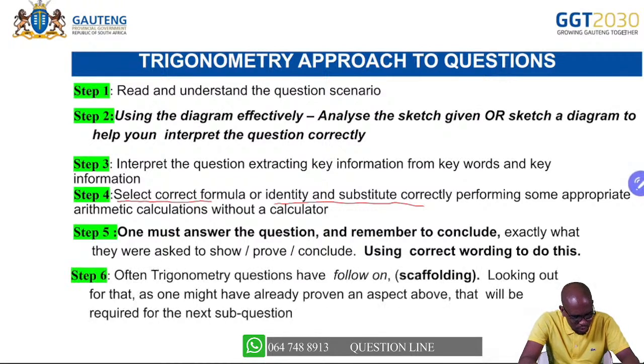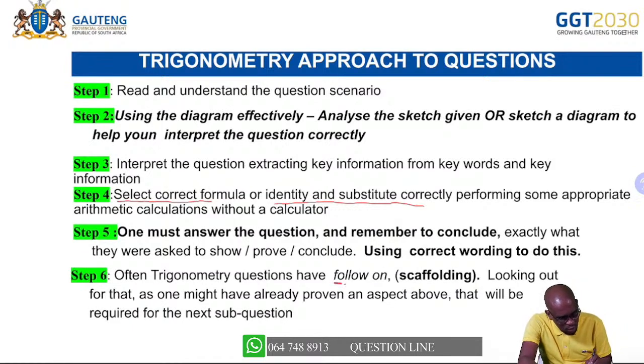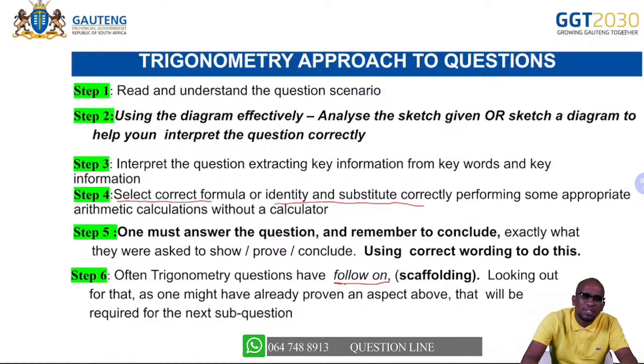Right, now step 6, often in trigonometry we have questions that follow on. It's called scaffolding. That is where the answer to the previous question is needed for you to actually come up with the answer to the next question. So it's very, very important for one to look out for that. And at times it is things that have been proved above. Look at utilizing them when you solve the next questions.